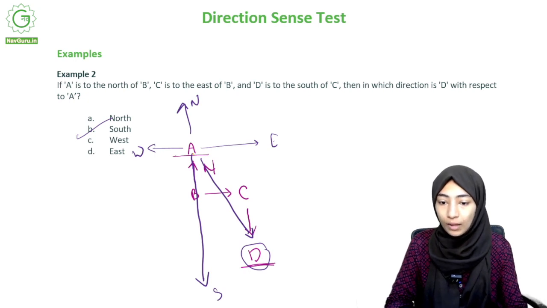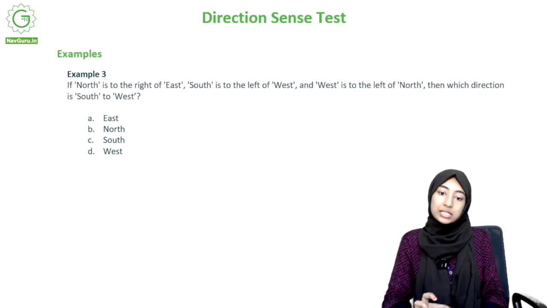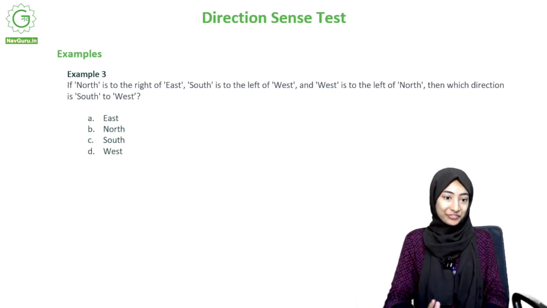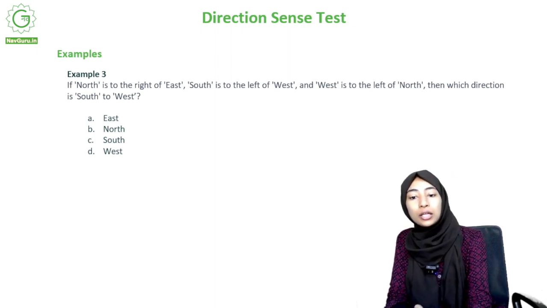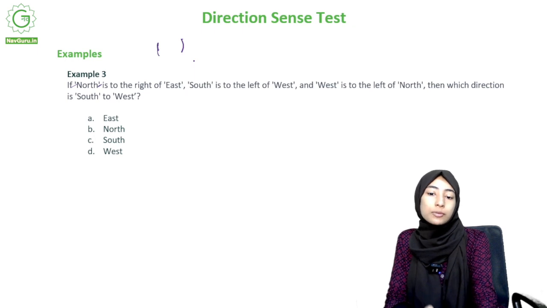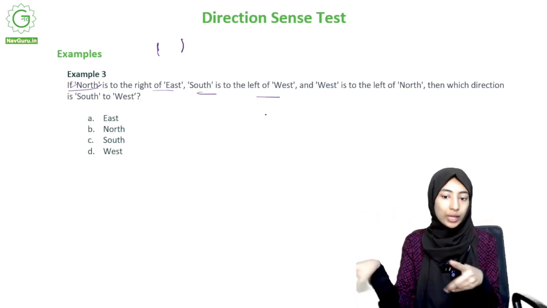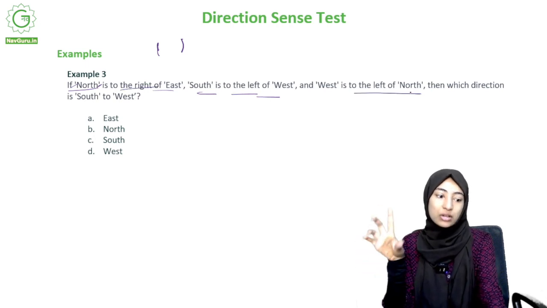You're done. Moving on, if north is to the right of east, south is to the left of west, and west is to the left of north, okay, lot of directions, then in which direction is south to west? So basically here, you see these cardinal directions are mentioned in, what is this called? Single quotes, right? So basically what they mean is that north, east, south and west are not our conventions of what they are. The directions are given to us. We need to write north, east, south and west on the basis of these directions.